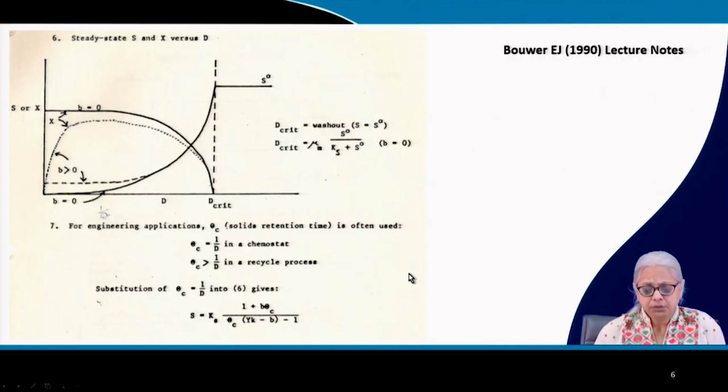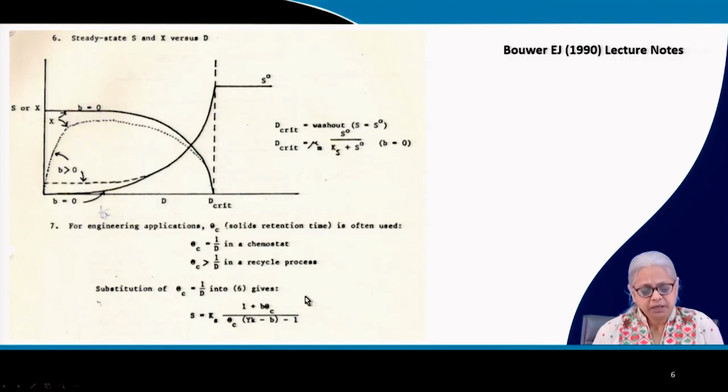And so for a chemostat, we do not have recycling. So theta C is the solids retention time, which you can also call the biomass retention time, or you can say mean cell retention time. So if there is no recycle, the mean cell retention time is equal to 1 by D, or if you have recycling, then theta C is greater than 1 by D.